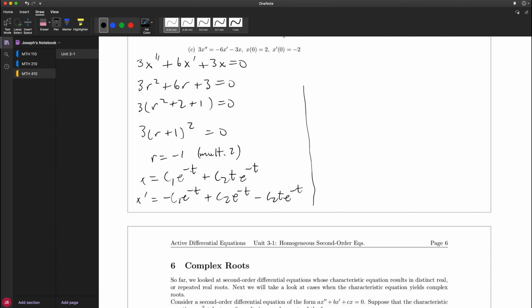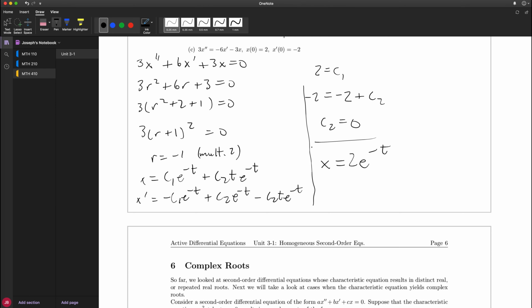So we know that we're going to need x and x prime since that's part of our initial conditions here. 2 is what I get when I plug in 0 for t here into the function x, and so I get 2 equals c1. And minus 2 is what I get when I plug t equals 0 into x prime. So I get minus 2 plus c2. And so c2 has to be 0. And so x is 2e to the minus t.